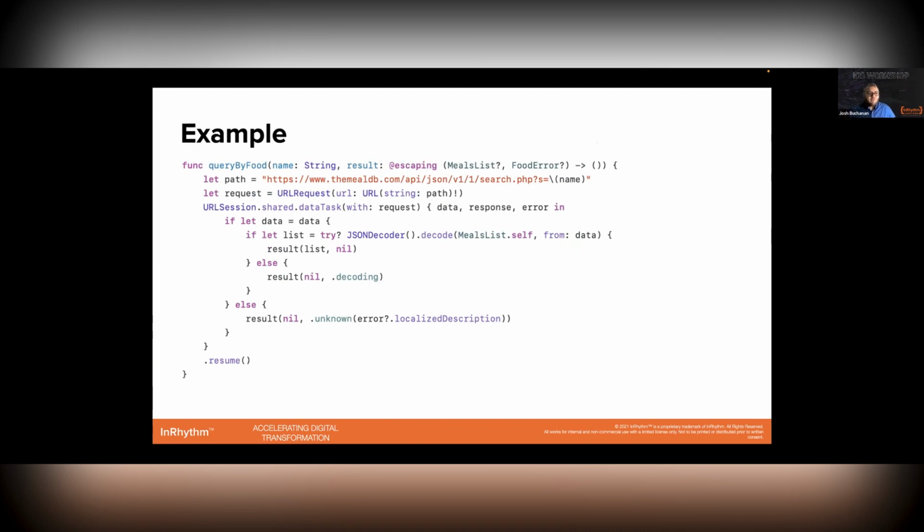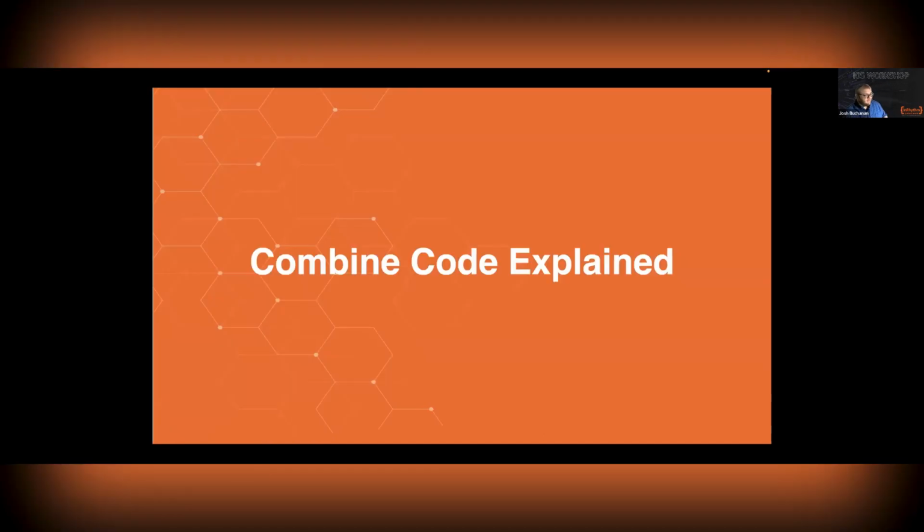Here's a full example of that closure in a method that we're querying, looking up food information. You can see we make the URL, we establish the URL session, pass it the request, we decode the response, we check the response. If the response is good, we decode into an object, we return the object. If we don't get the response back, we throw an error. If we can't decode for whatever reason, we throw an error. Everything is there, you can see it, but it is awfully verbose. And so let's take a look at Combine.